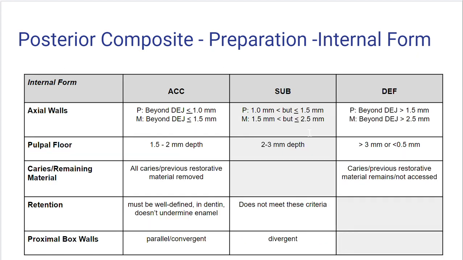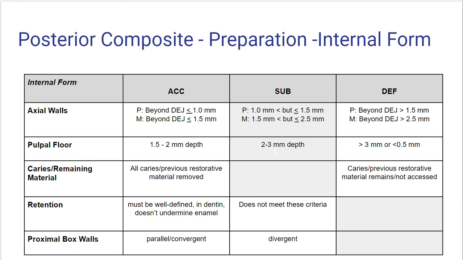The next section for the preparation is the internal form. So here you're going to find your axial walls, your pulpal floor, the caries remaining, any retention that you place, which you really don't need to, so it's probably better not to place it on a non-patient, and then your proximal box walls as far as being parallel or convergent or divergent.